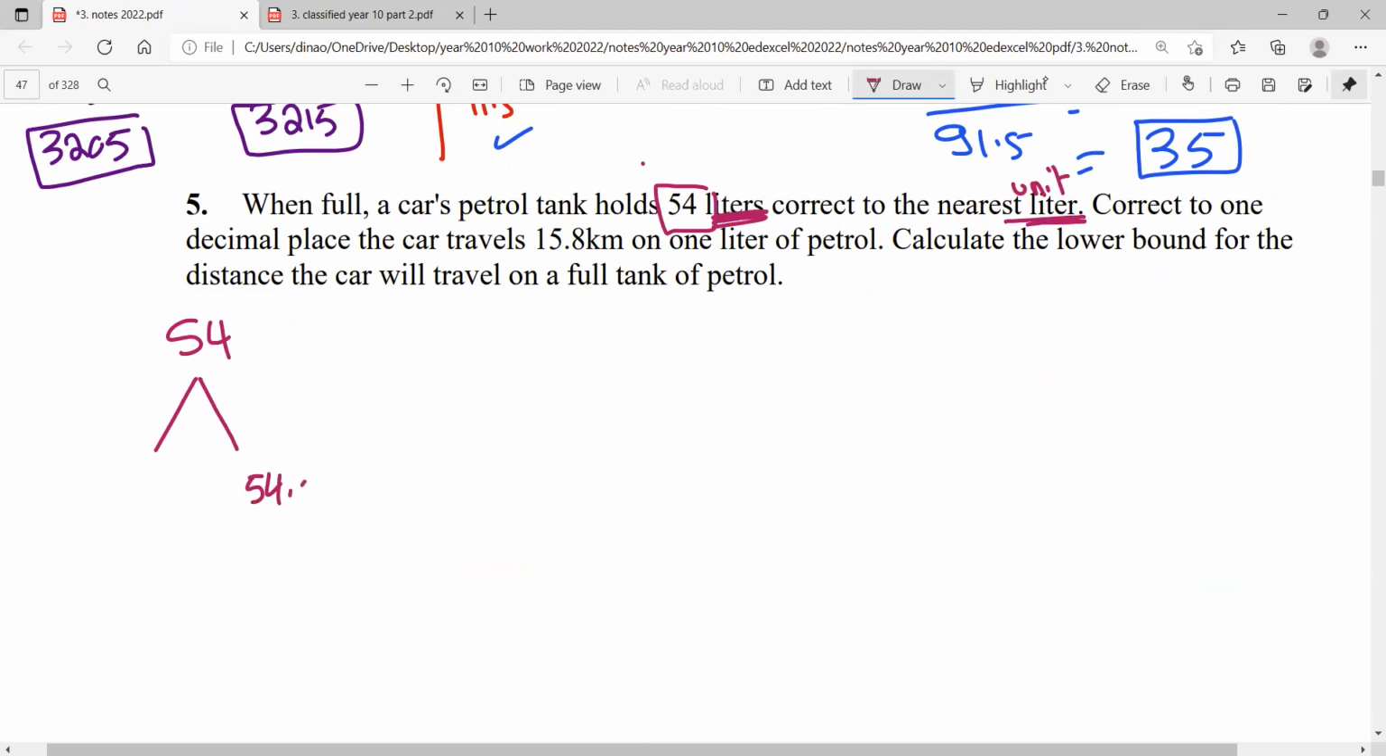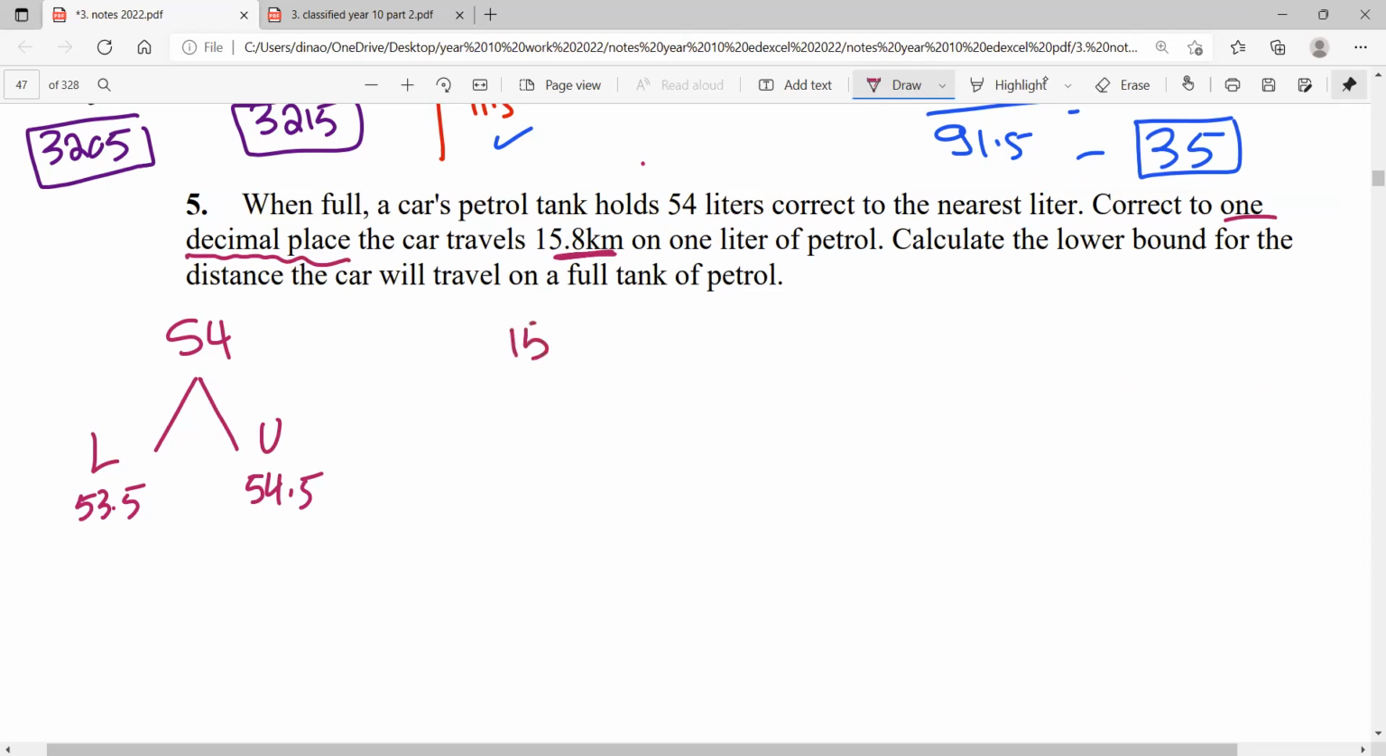Upper bound 54.5, lower bound 53.5. The car takes 54 liters of petrol. Okay, thanks. Correct to 1 decimal place. The car travels 15.8 kilometers on 1 liter of petrol.